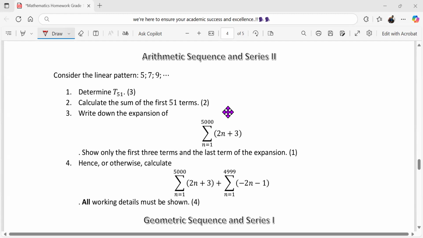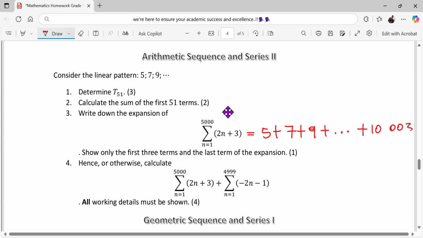So this means when we expand this, we are simply going to get 5 plus 7 plus 9, plus many terms in between up until the last term, which we obtain by substituting n equals 5,000. So when you say 5,000 by 2, and then you say plus 3, you simply get 10,003. So that's the expansion.